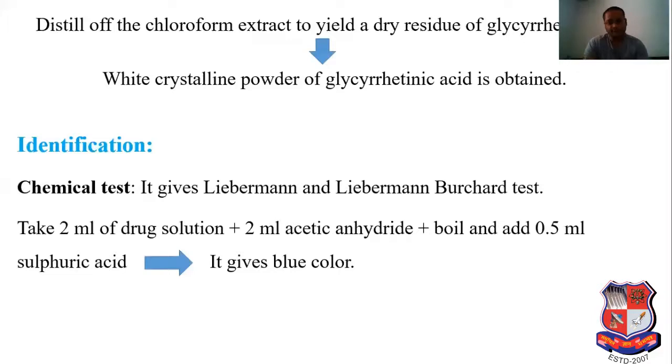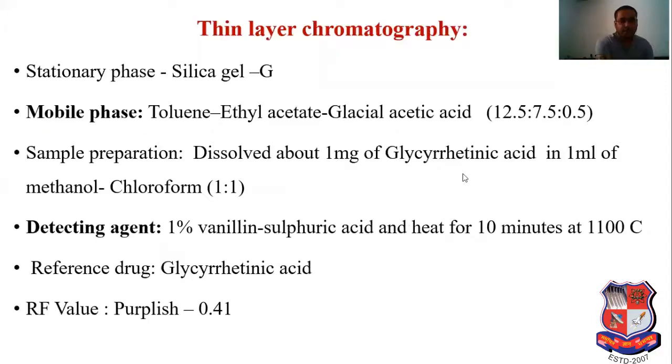Now we move on to the identification. How to identify glycyrrhetinic acid? Glycyrrhetinic acid is a pentacyclic triterpenoid, so it gives the chemical test like the Liebermann-Burchard test. In the Liebermann-Burchard test, take 2 ml of drug solution, add 2 ml of acetic anhydride, boil and add 0.5 ml sulfuric acid. It gives a blue color. Blue color indicates the presence of glycyrrhetinic acid.